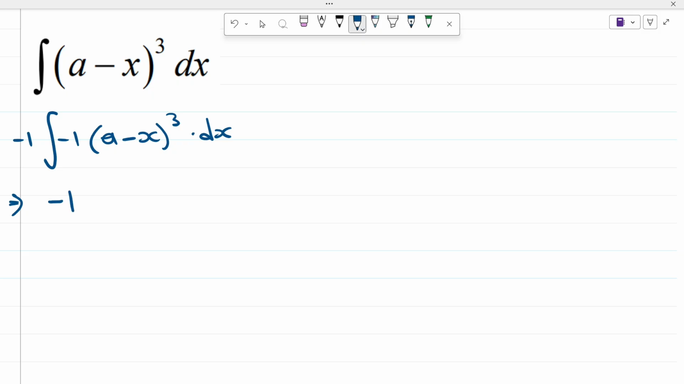So the answer for this is just going to be minus 1 multiplied by a minus x to the power 3, plus 1 there, that's going to be your 4, divided by 4, plus c. So then this becomes your answer. You can again use that method of simplifying first by multiplying out and then integrate. It will still be the same answer.